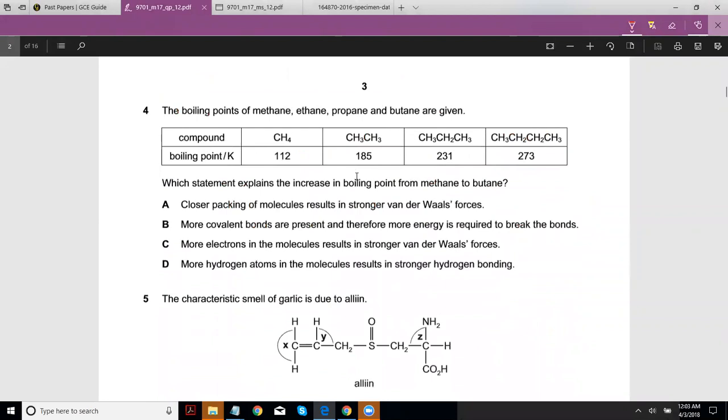Non-polar में van der Waals forces ही होंगी. So closer packing of molecules results. Well, I don't think there's closer packing. Here, it is still a straight chain.